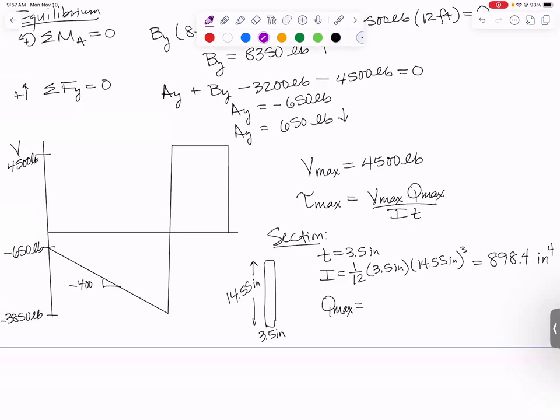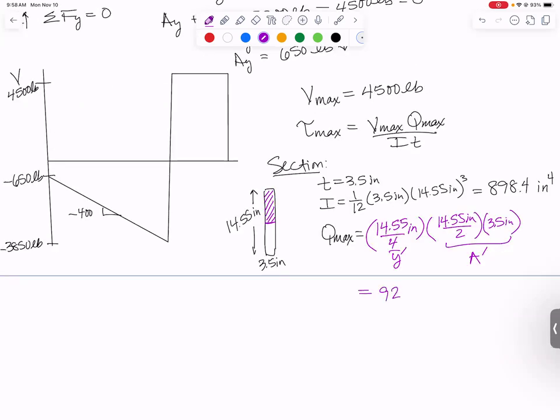And Qmax. Qmax always happens at the centroid, which for a rectangle is in the middle. There is my shaded area. I need y bar prime. That's going to be, oh, I got to do some math. First, I got to find half of 14.55 and then do half again. Oh, that'd just be 14.55 divided by 4. There is my y bar prime. And then my A prime is going to be 14.55 inches divided by 2, so half the height, times 3.5 inches wide. So there is the A prime that goes with the y bar prime. And that Q comes out to be 92.62 inches cubed.